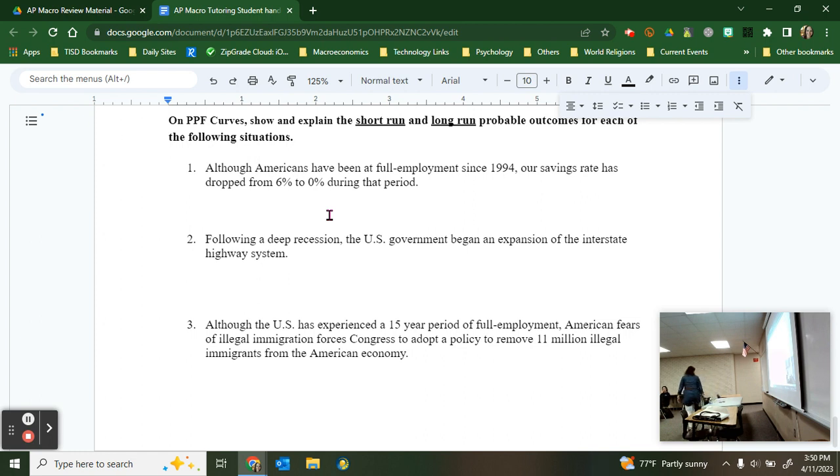All right. So in the short run, you're starting at full employment. How do you know that? It literally says Americans are at full employment. So in the short run, you're just on the curve. Doesn't matter where you are. You could be here, here, wherever. You are starting there at point A.